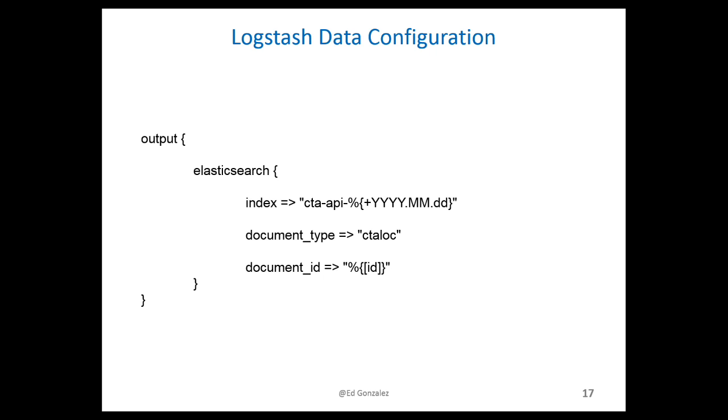Of course, we tell it to send it to Elasticsearch, but we also tell it what index to use, which is basically the text CTA-API and the current date. What's important here is that this index is based on a template that we will create in Elasticsearch.